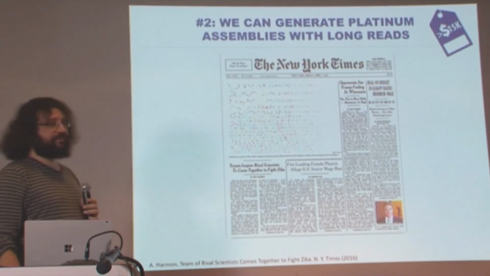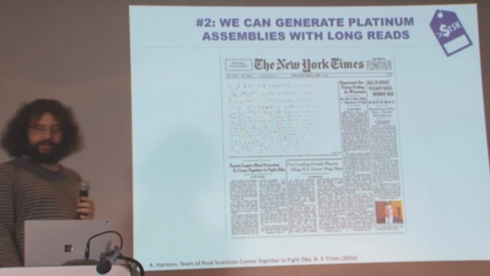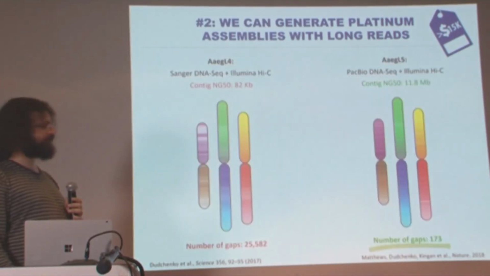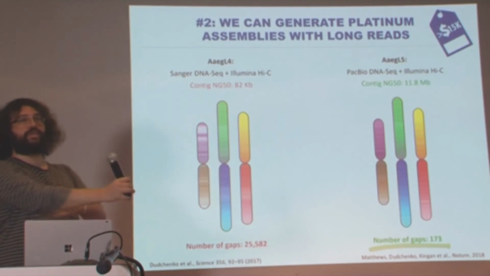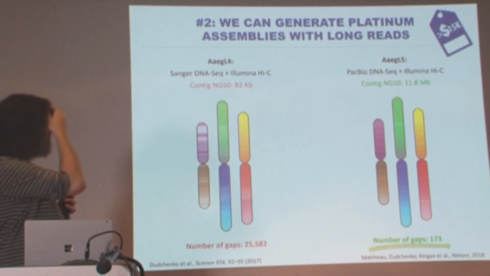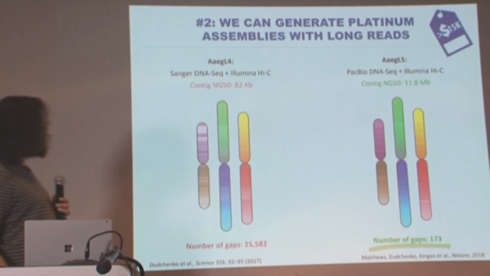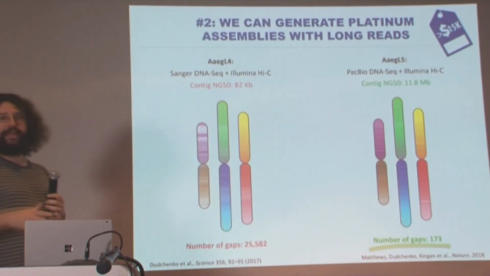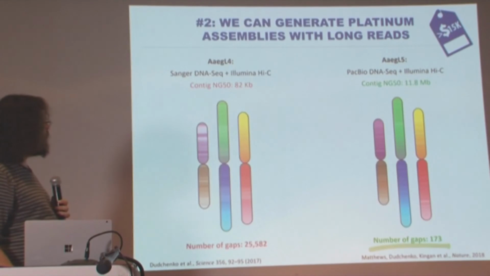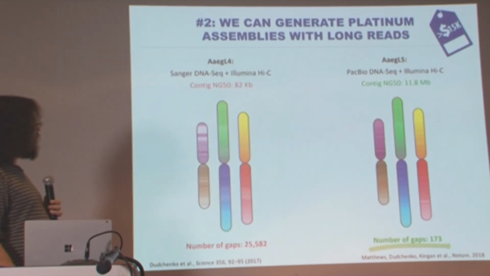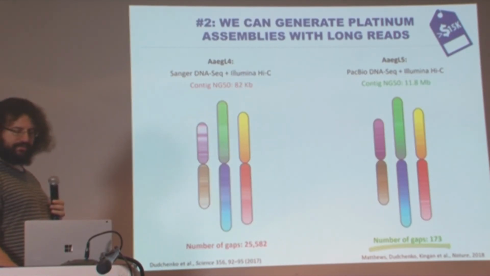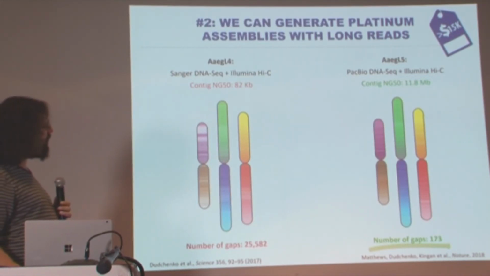We can also, when you have long reads, generate platinum grade assemblies. The Aedes Genome Working Group nucleated around the time of this Times article to try to make a much better Aedes aegypti genome. They generated every single data type from Aedes aegypti, and we worked with them to create an end-to-end assembly. So we were able to upgrade the assembly from Dichenko et al. In this paper, Matthews, Dichenko, and Kingan et al. in Nature a year later.